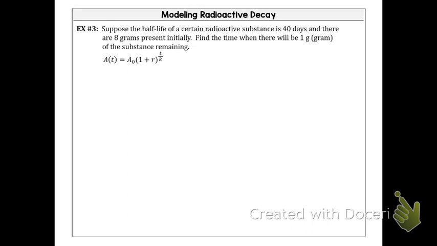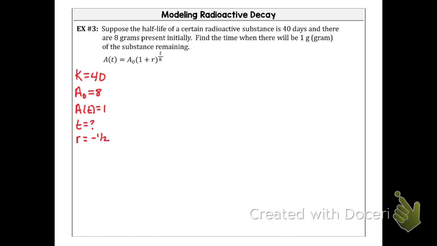All right, so let's look at what they gave us. Suppose the half-life of a certain radioactive substance is 40 days. So there's my K. So my K is 40 days. And there are 8 grams present initially, so that's my initial amount. Find the time when there will be 1 gram, so that's my ending amount. And then it says find the time, so we're after T, but what is R? Well, it's the half-life, so it's when it's going to be decreasing by 1/2. So R is going to be negative 1/2.